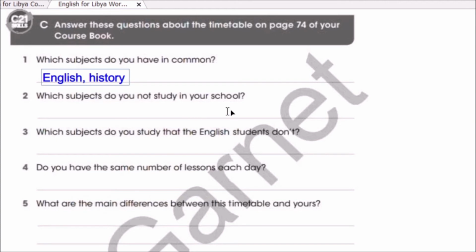Now, number 2, which subjects do you not study in your school? Now, some schools or all schools are different from each other, but sometimes they have something in common. For example, sometimes most schools don't study French. So we will take French as an answer for this question. So number 2, French.